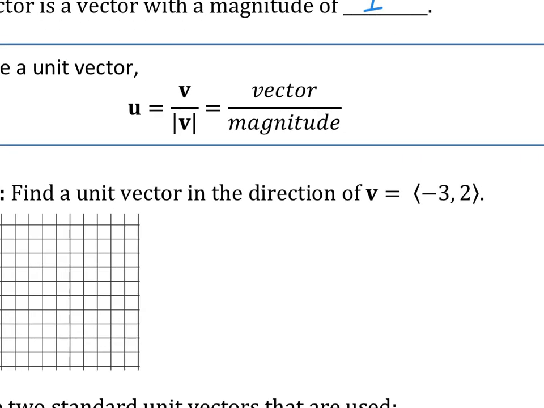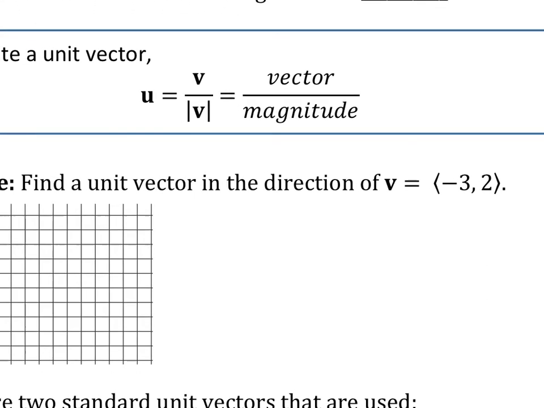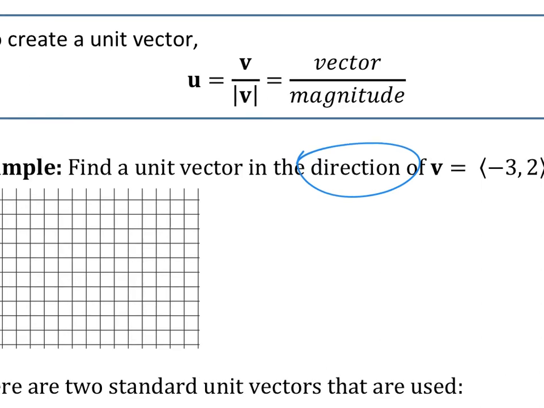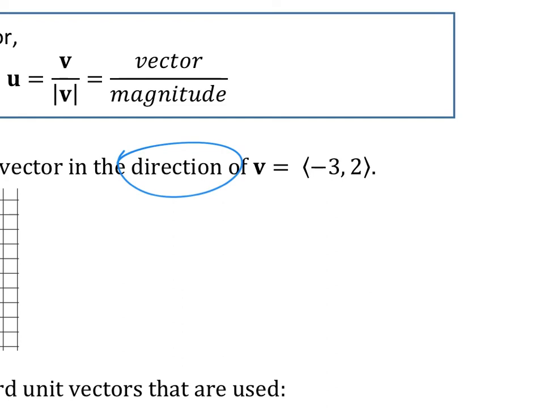So let's look at this. It says, find a unit vector in the direction of this vector. So remember, every vector has two things, magnitude and direction. So we want it to point towards negative 3, 2, but not be that long. We want it to be just 1 long. Okay, so we want to point in that direction, but just 1 long. So in order to find this unit vector, we're going to take the vector and divide by its magnitude. This vector is negative 3, 2.